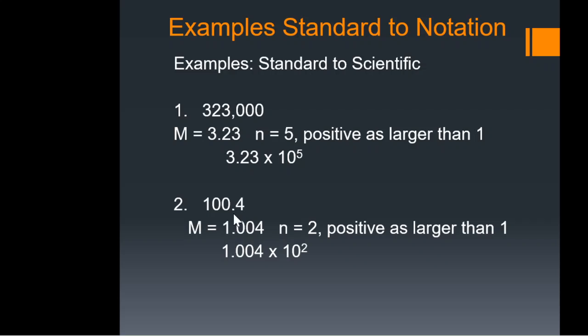How many times did I move it? 1, 2. So my n is going to equal 2. My little n will equal 2. Then I look at it. Okay, is it bigger than 1? Thumbs up. Smaller than 1? Thumbs down. So it is bigger than 1. So we have a thumbs up. We'll have a positive power. So now we write the whole thing, 1.004 times 10 to the second.